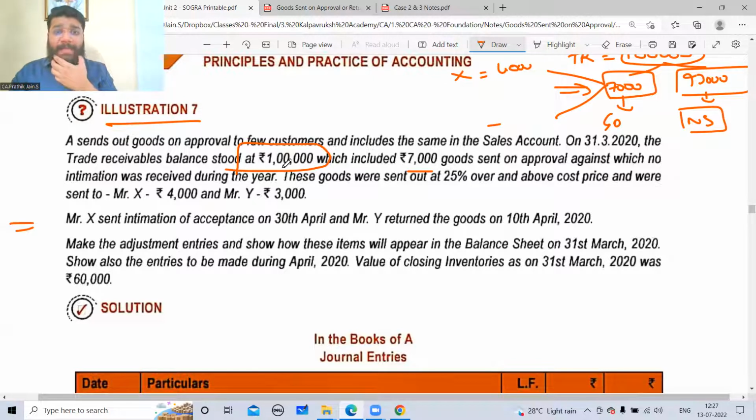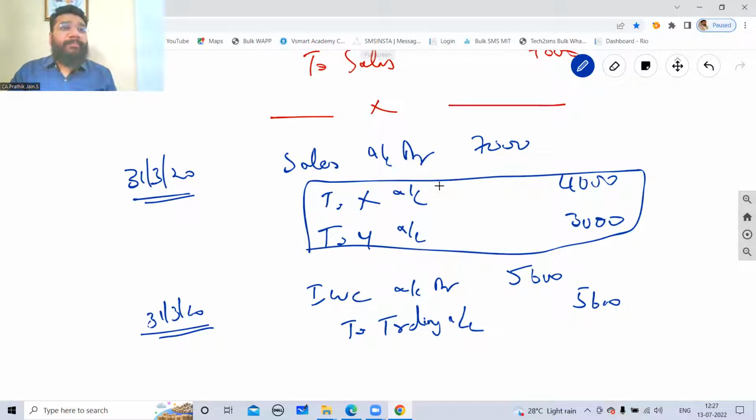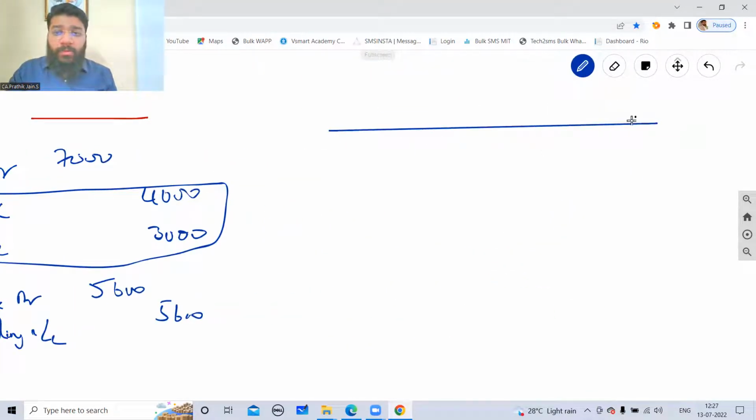But in that, since both of them have not given intimation, we reversed the 7,000 worth of sale. When the sale was reversed, guys, on 31st of March, the debtor was also reversed. So in the balance sheet, when I prepare it as on 31st of March, what will be the heading?